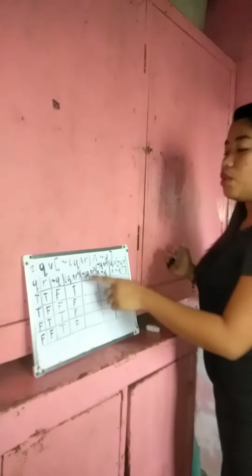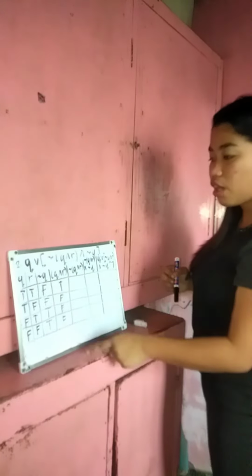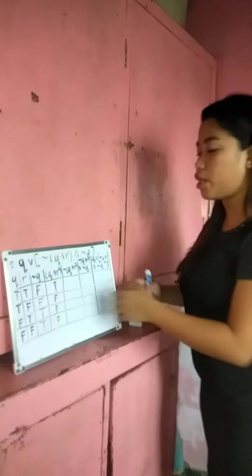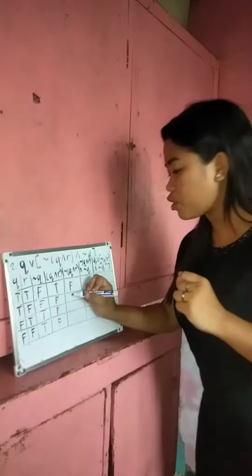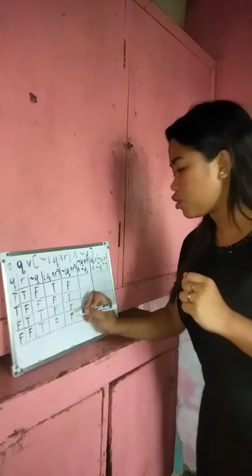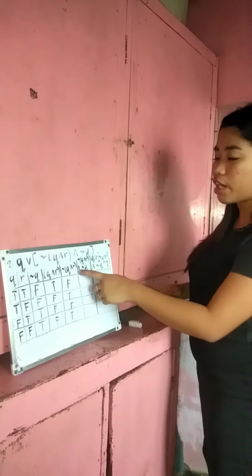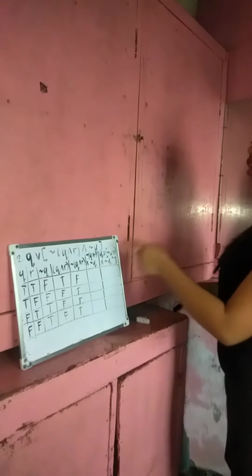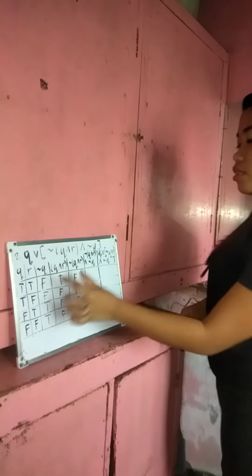And then we will find the negation of Q and R. So this one is Q and R, so let's find the opposite of this one. The opposite of true is false, and the opposite of false is true, and the opposite of false is true, and the opposite of false is true. Since we are done with negation of Q and R, let's find negation Q and R and negation Q. This one, and this one.